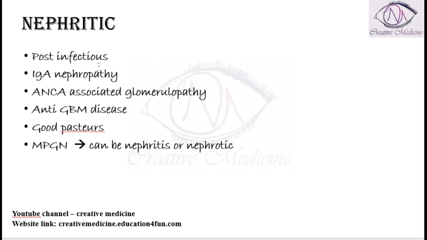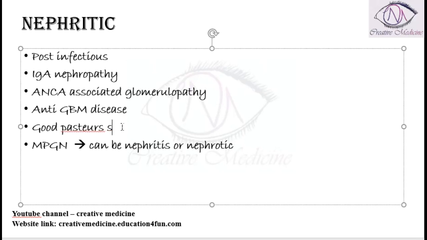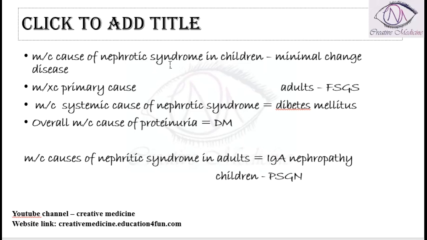The diseases which are involved in nephritic syndrome are post-infectious, IgA nephropathy, anti-neutrophil cytoplasmic antibody associated glomerulopathy, anti-glomerular basement membrane disease, Goodpasture syndrome, or membranoproliferative glomerulonephritis. So these are the main causes of nephritic syndrome. The most common causes are important.